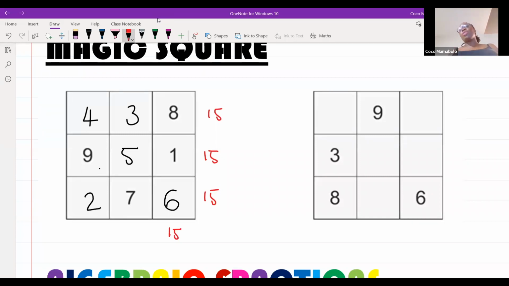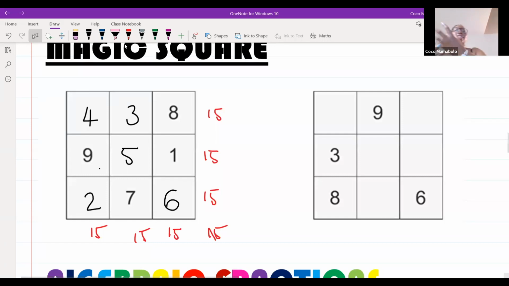Are we getting how to do this? It's quite easy. Hey, guys. Easy stuff. Let's see. I'm just going to double check. 4 plus 5 is 9 plus 6 is 15. Good. 4 plus 9 is 13 plus 2 is 15. Well done. 3 plus 5 is 8 plus 7 is 15. Okay, we did it. Okay, great. I want you guys to try this other magic square.